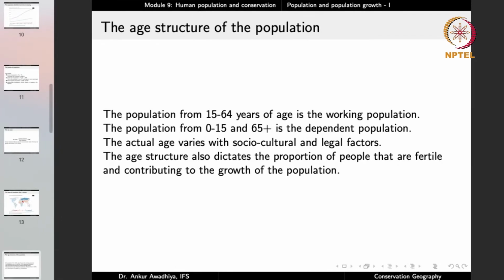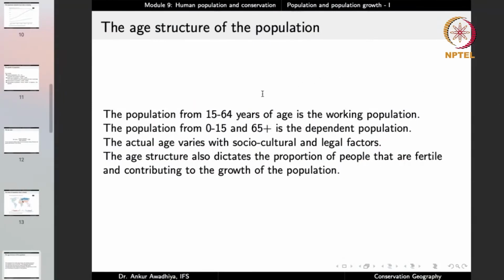Another factor that governs the population structure is the age structure of the population. So if you look at people, how many are children, how many are young adults, how many are very old, that is an indication of the age structure of the population. And it is important because the population from around 15 to 64 years of age is the working population. Because people typically enter into the workforce, they are no longer children, and at the same time they are not old enough to stop working. So this is the working population.